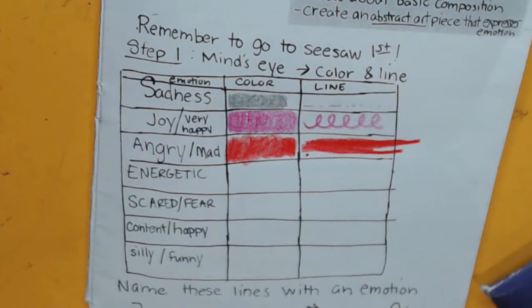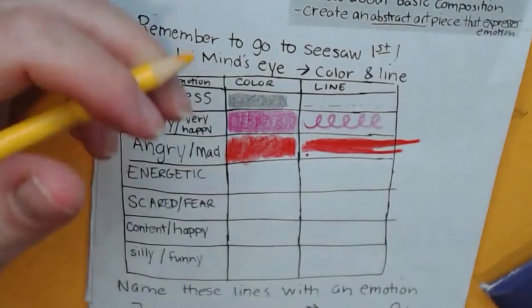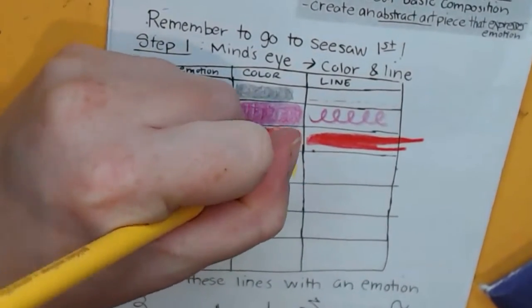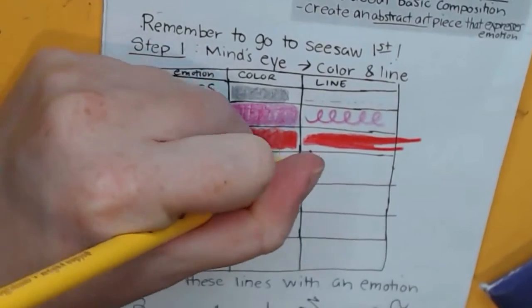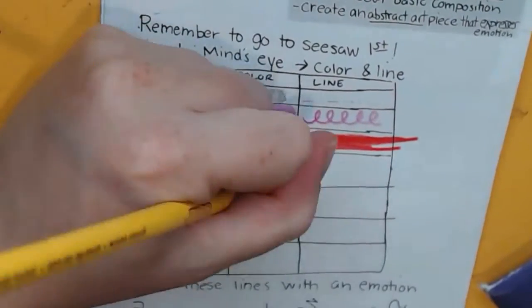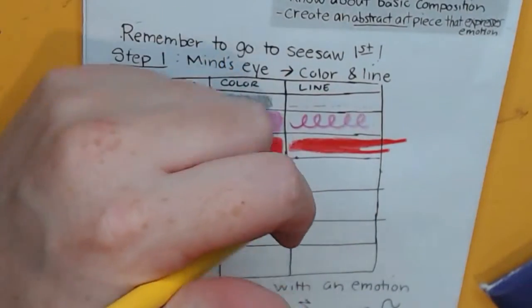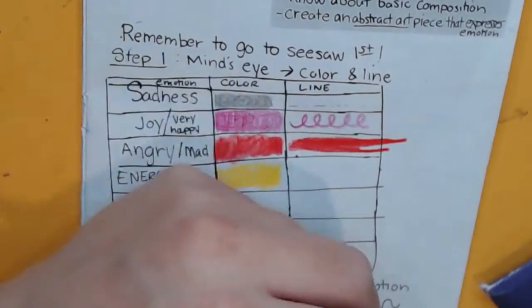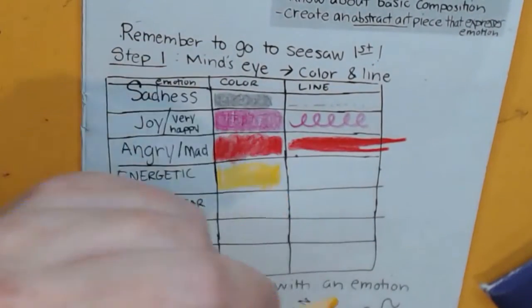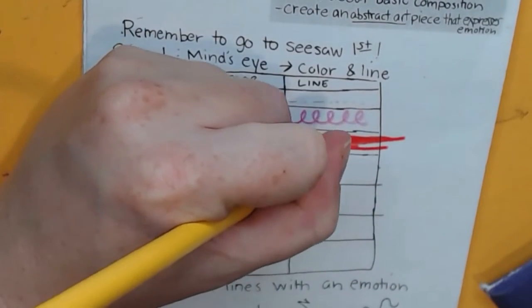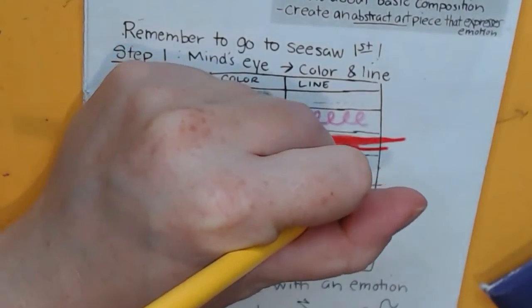Energetic. Oh my goodness, how many of you are bouncing off the walls? Oh boy, bouncy, fun. I think of yellow when I think of energy. I think of something that's bouncing. I might draw a different line. Okay. Boing, boing, boing, boing.